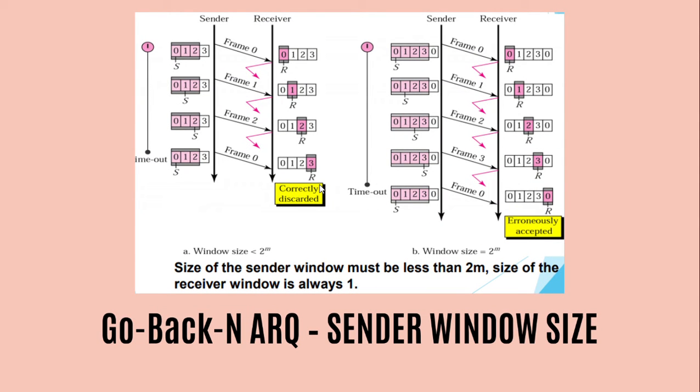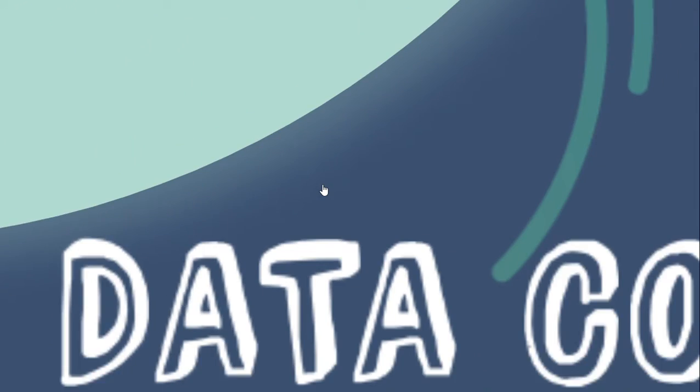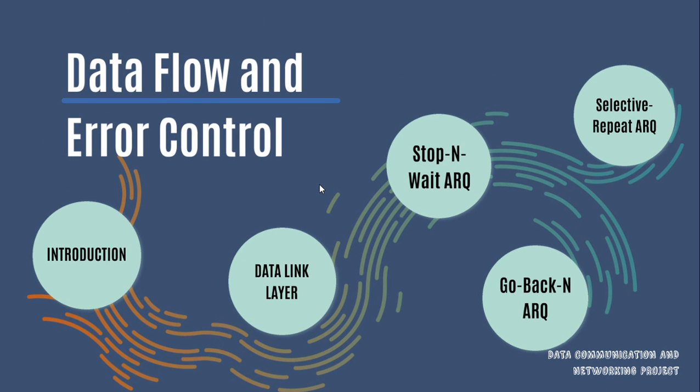This is a sender window size example. So that's all for Go-Back-N ARQ. So now we see selective repeat ARQ.